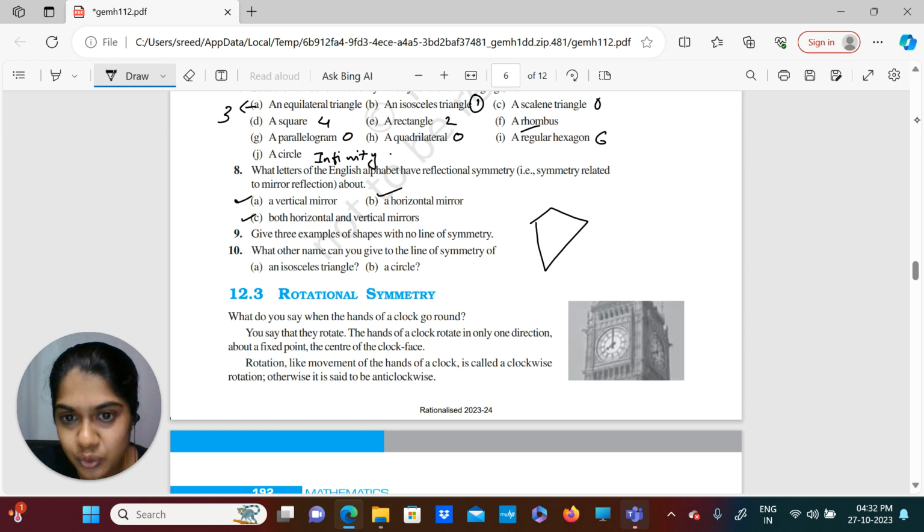What other name can you give to the line of symmetry of an isosceles triangle? All right. You know the word median. Median is the line from the vertex to the midpoint of the opposite side. If you draw an isosceles triangle and draw a line from the vertex to the midpoint of the base, that will be the line of symmetry. So it will be the median, and for a circle it will be the diameter. Diameter will be the line of symmetry.